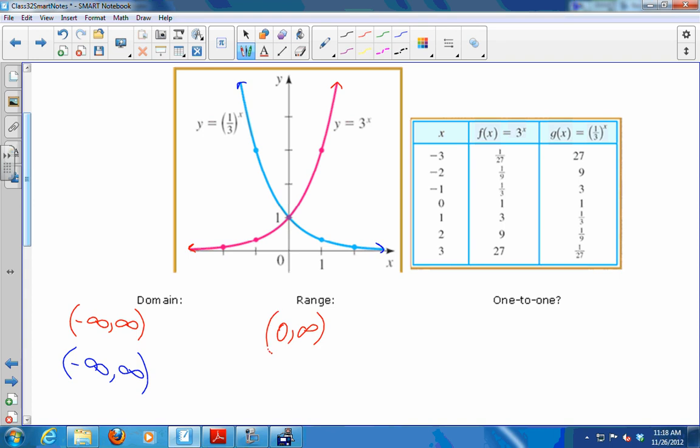How about with the blue graph? What's its range? What y values are covered by the blue graph? It starts here, right? It goes up. So it's the same, 0 to infinity. The lowest y value you can get for this blue graph is 0. You can't even get 0. It approaches 0. And then you get bigger ones.